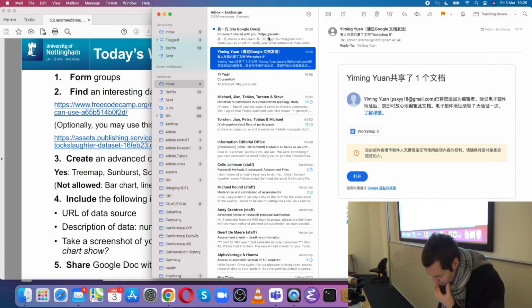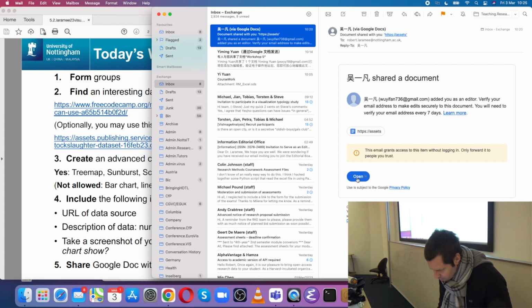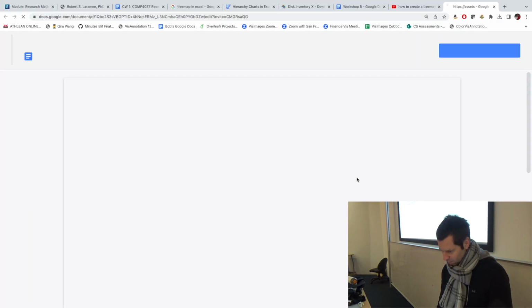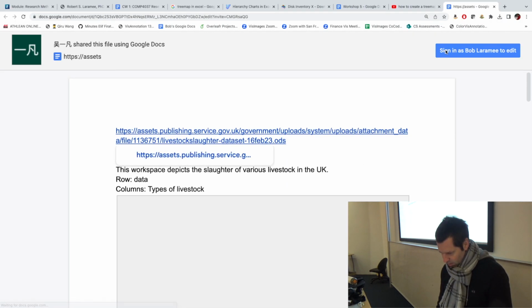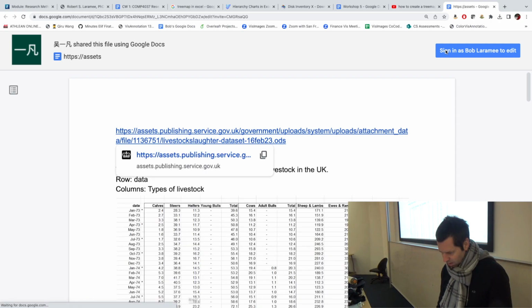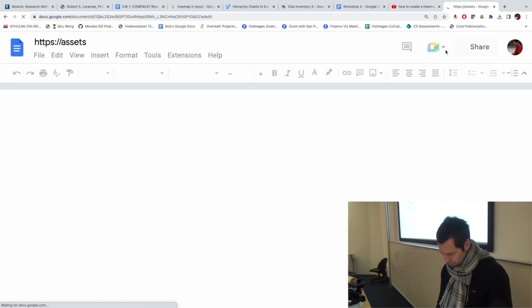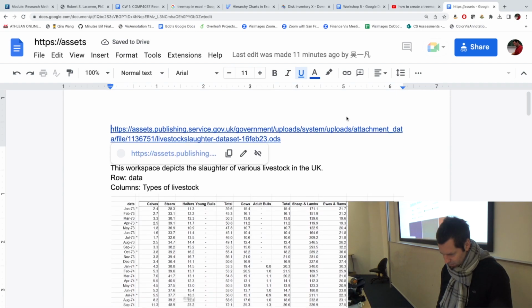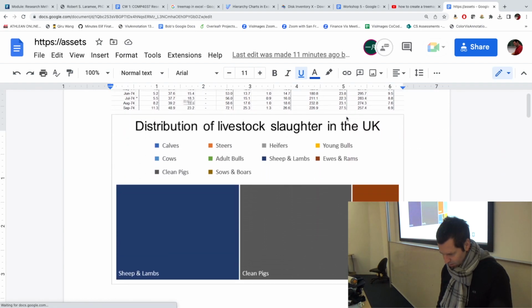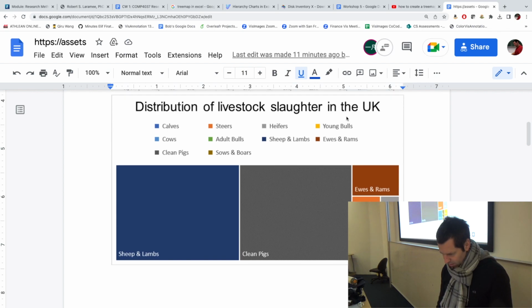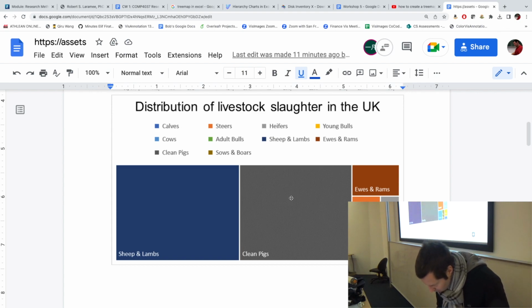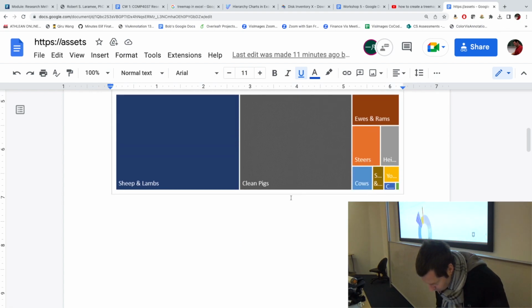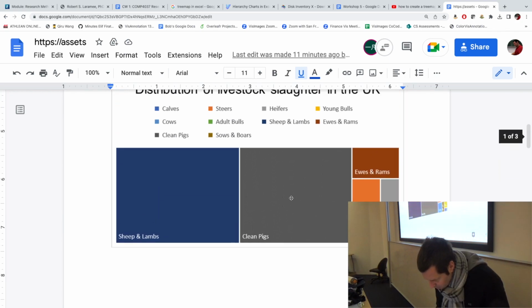Okay, we have another one. Good. Okay, this is the livestock data set. That looks interesting. Sheep and lamb distribution of livestock slaughter in the UK. Okay. This is a good start, this one.